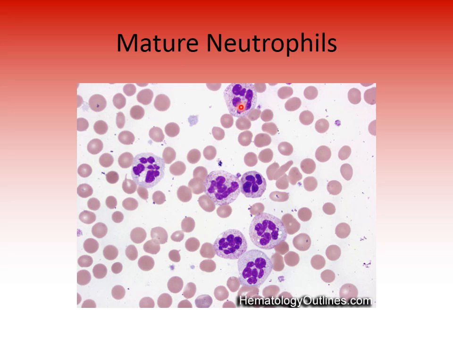This is what a mature neutrophil looks like, and you can see the granules very nicely within these white blood cells. And if we were to look at the rest of the slide, these are all red blood cells here, and these little smudges here, these are all platelets. And there's another platelet up here.